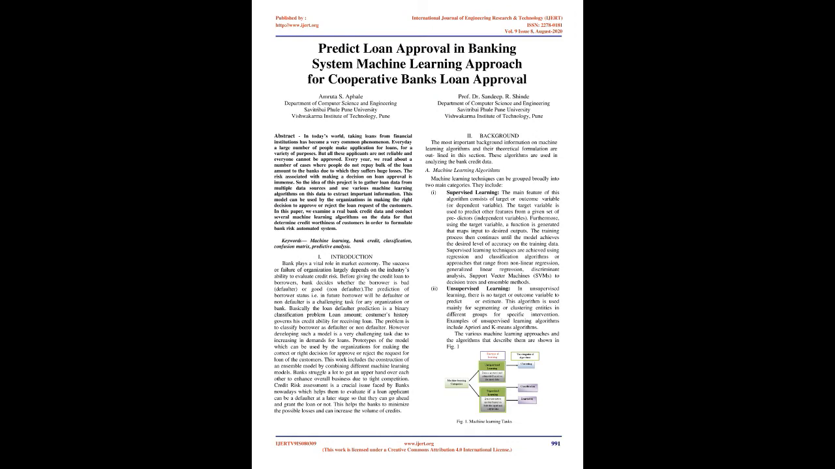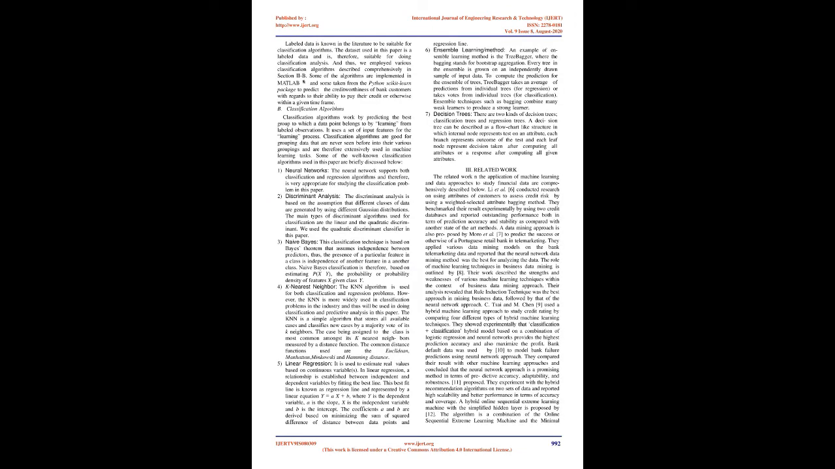Supervised learning techniques are achieved using regression and classification algorithms or approaches that range from nonlinear regression, generalized linear regression, discriminant analysis, support vector machines, SVMs, to decision trees and ensemble methods. 2. Unsupervised learning. In unsupervised learning, there is no target or outcome variable to predict or estimate. This algorithm is used mainly for segmenting or clustering entities into different groups for specific intervention. Examples of unsupervised learning algorithms include Apriori and k-means algorithms.